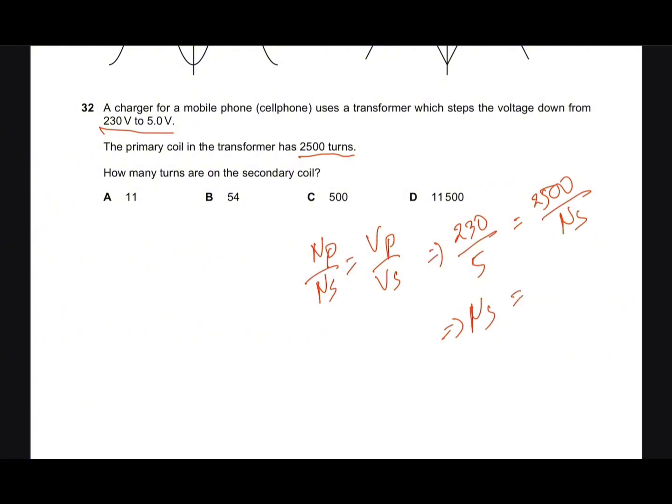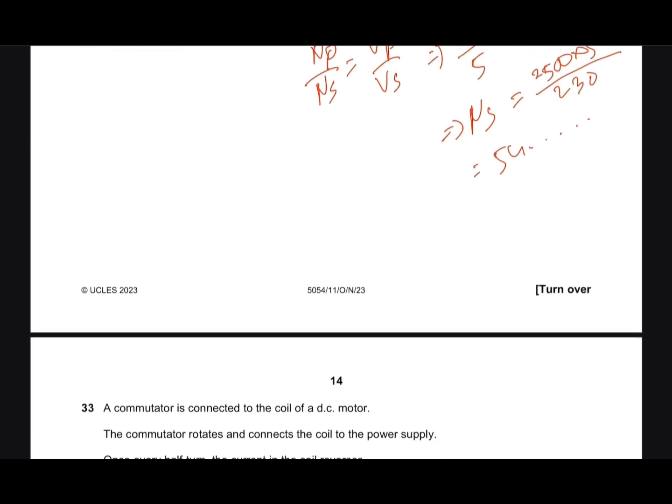If we find NS, that's 2500 multiplied by 5 divided by 230. How much is that? Let's work it out. It's 54 point something. The closest answer is 54, which is B, so we can give the answer as B.